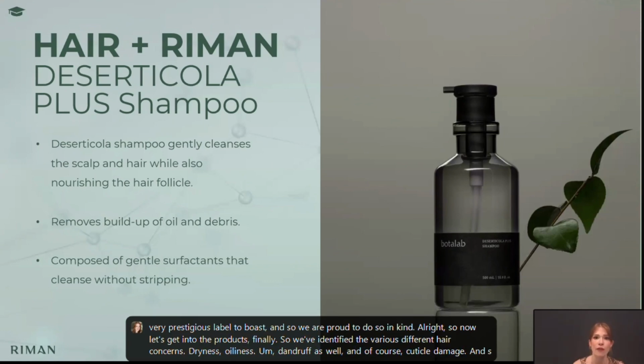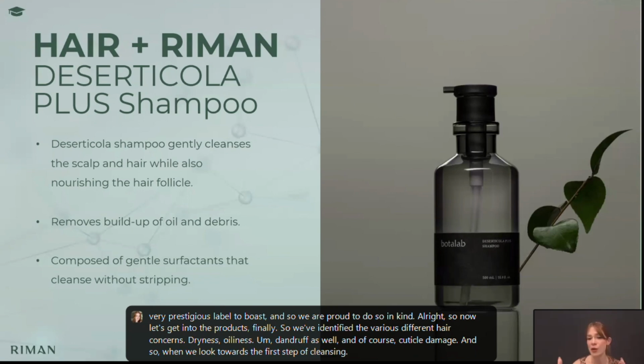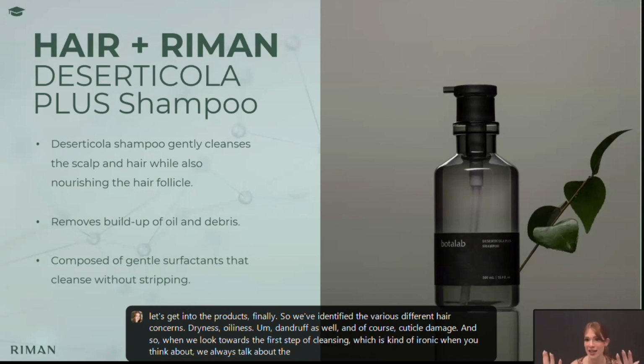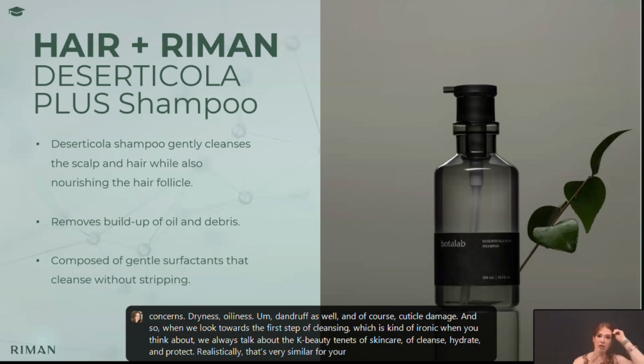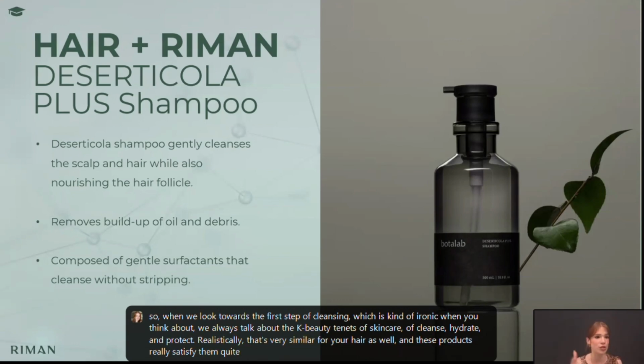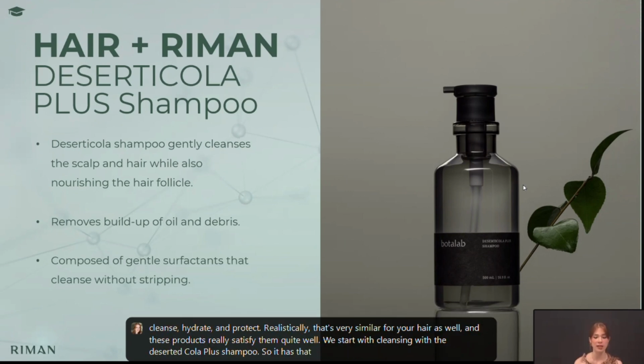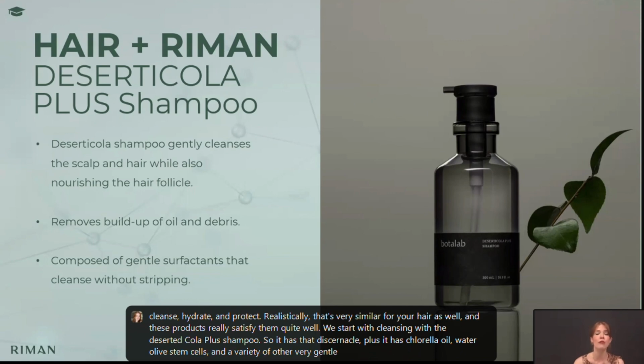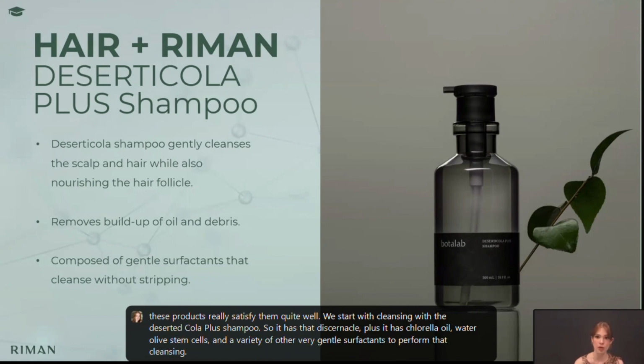And so when we look towards the first step of cleansing, which is kind of ironic when you think about it, we always talk about the K-beauty tenets of skincare: cleanse, hydrate, and protect. Realistically, that's very similar for your hair as well, and these products really satisfy them quite well. We start with cleansing with the Deserticola Plus shampoo. So it has that Deserticola Plus, it has chlorella oil, wild olive stem cells, and a variety of other very gentle surfactants to perform that cleansing without stripping your scalp.